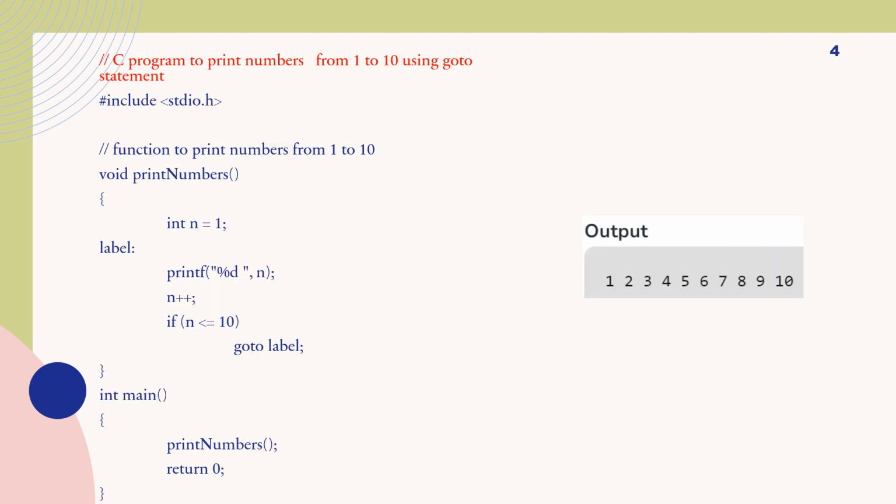So here is the program to demonstrate this goto operation. You have the main program, int main, which calls print numbers and returns 0, and a function is defined as void print numbers. In this program, we are supposed to print the numbers from 1 to 10 using the goto statement. Here is a label, then n is printed and incremented, and if n is less than or equal to 10, it has to go to the label. The output here will be 1 2 3 4 5 6 7 8 till 10.